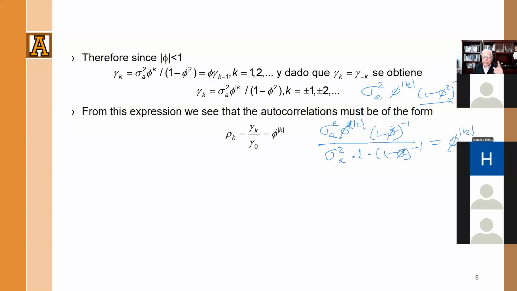So the autocorrelation at lag k is just phi, the parameter for the AR(1) model, raised to the power absolute value of k. Since phi is less than 1, what's going to happen with these autocorrelations? They're going to die very fast, because phi is less than 1.